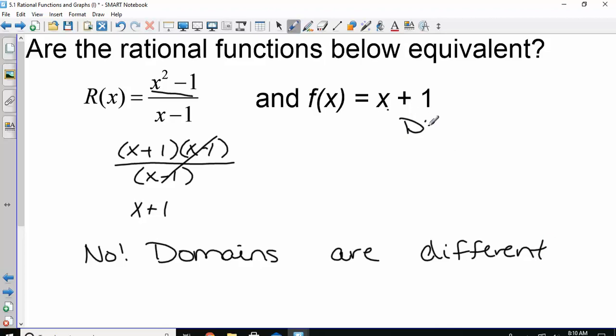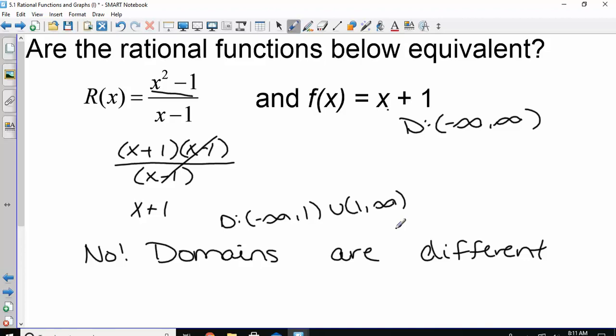We said this one will be negative infinity to positive infinity, and we did this one on the last example, the negative infinity to 1. So to be equivalent, functions have to look the same and have the same domain. And the domain is based off the original equation, not what it reduces to later on. Okay.